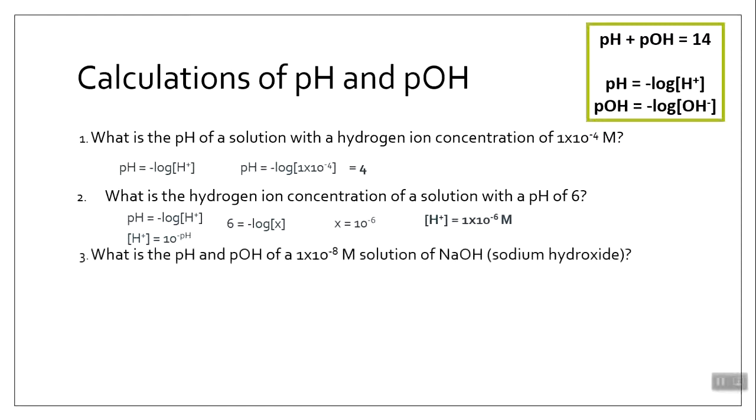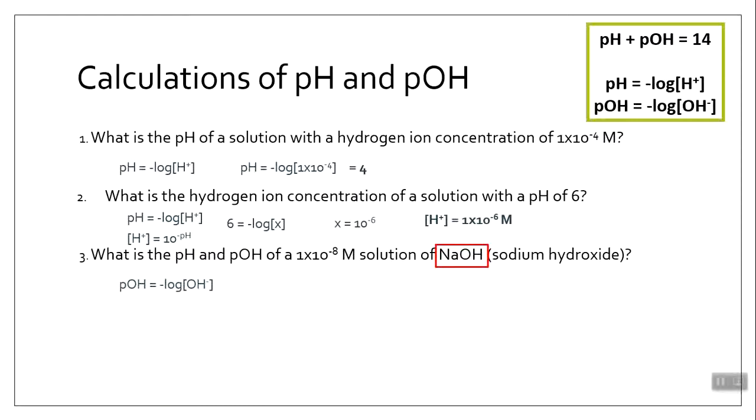Number 3. What is the pH and pOH of a 1 times 10 to negative 8 molar solution of sodium hydroxide? Well, before you rush and plug it into the pH is equal to negative log of hydrogen ion concentration, pause for a sec and look at the concentration of this solution. It says 1 times 10 to the negative 8 molar solution of sodium hydroxide. Well, what is sodium hydroxide? It's a base. So instead of plugging it in to solve for the pH, we will plug it in to pOH is equal to negative log of the hydroxide ion concentration. This is of base. Okay?